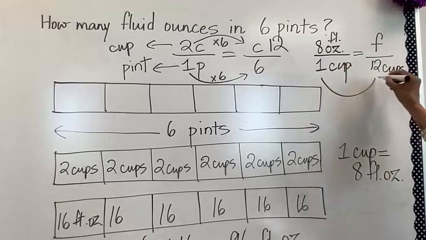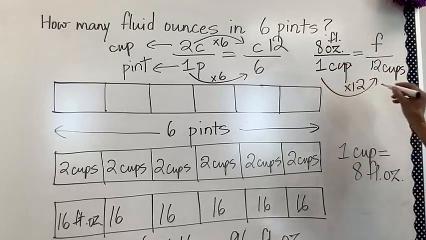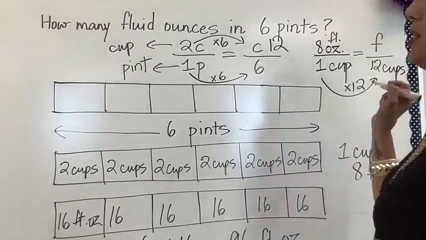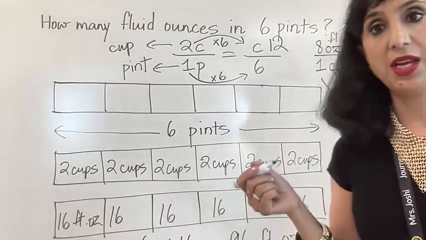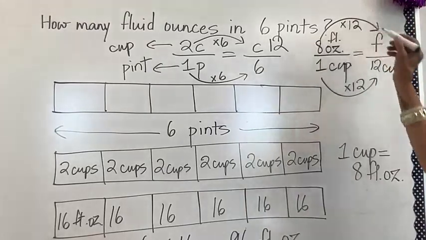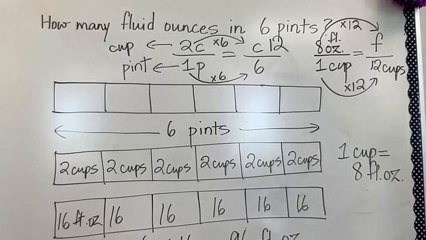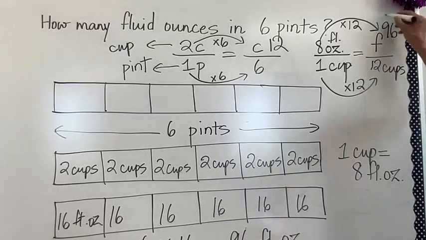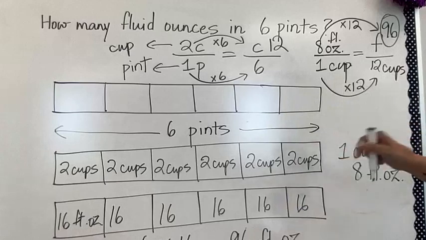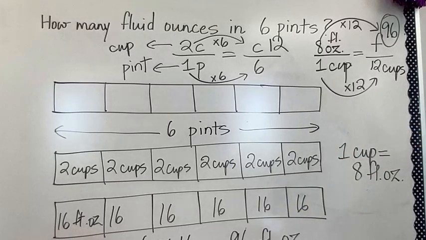So I do 1 times 12 gives me 12 cups. Whatever I do to the denominator, I do exactly the same thing to the numerator. So this is going to give me 8 times 12, and I get 96 fluid ounces, and that's what my answer is over here. Whether I do it this way or this way, I still get the same answer. Using either method, there are 96 fluid ounces in 6 pints.